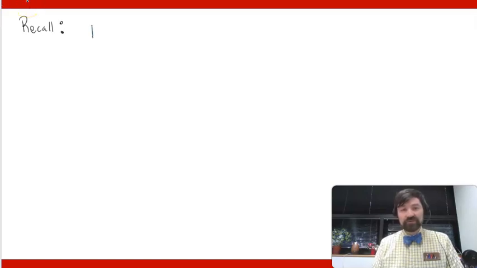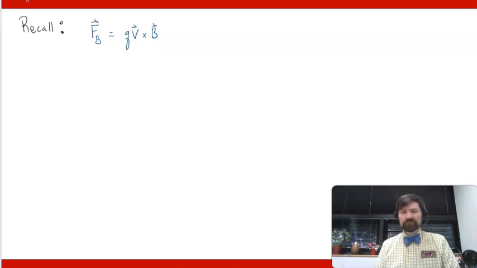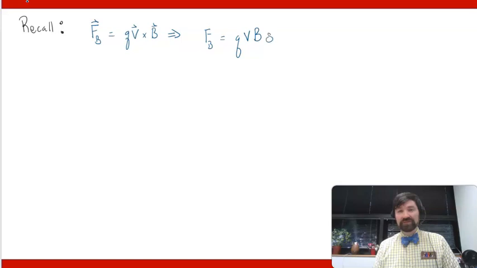Recall from my earlier video where I introduced magnetic fields that you can determine the force from a magnetic field acting on a charged particle by using F = qv × B. This is functionally equivalent to saying that the magnitude of the force, F_B, is the charge of the particle times the speed of the particle times the magnetic field strength times the sine of the angle between the velocity vector and the magnetic field.